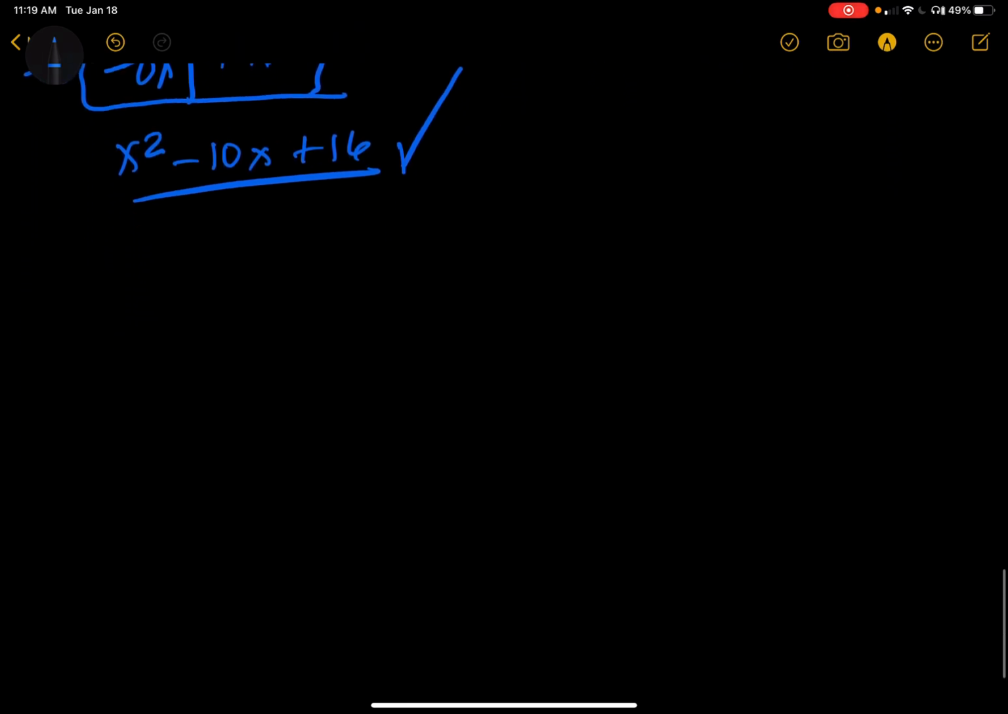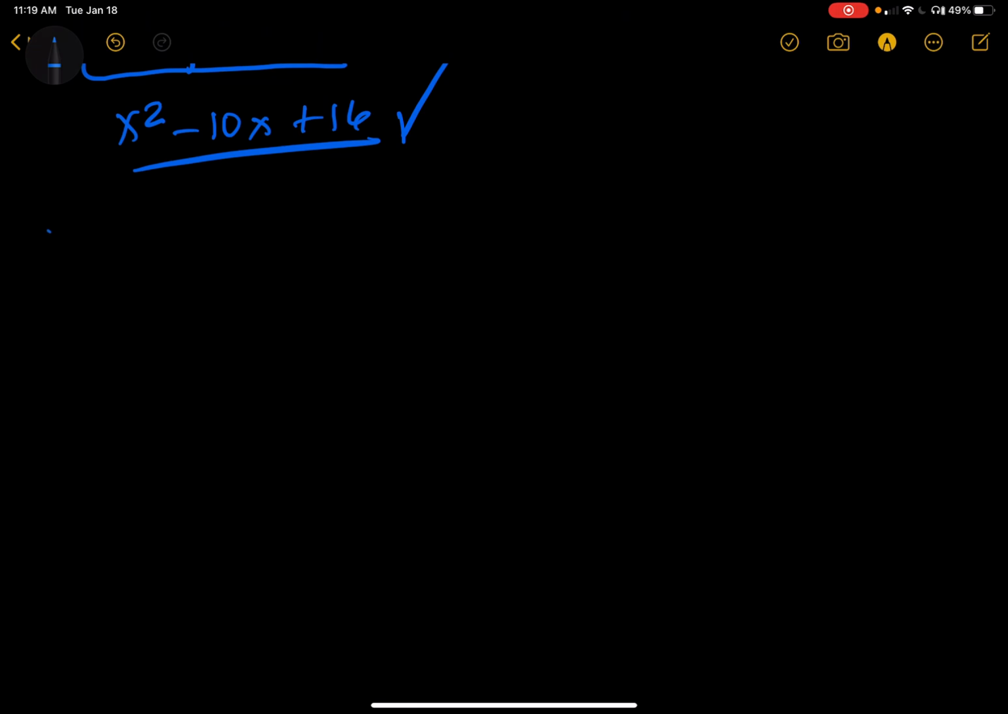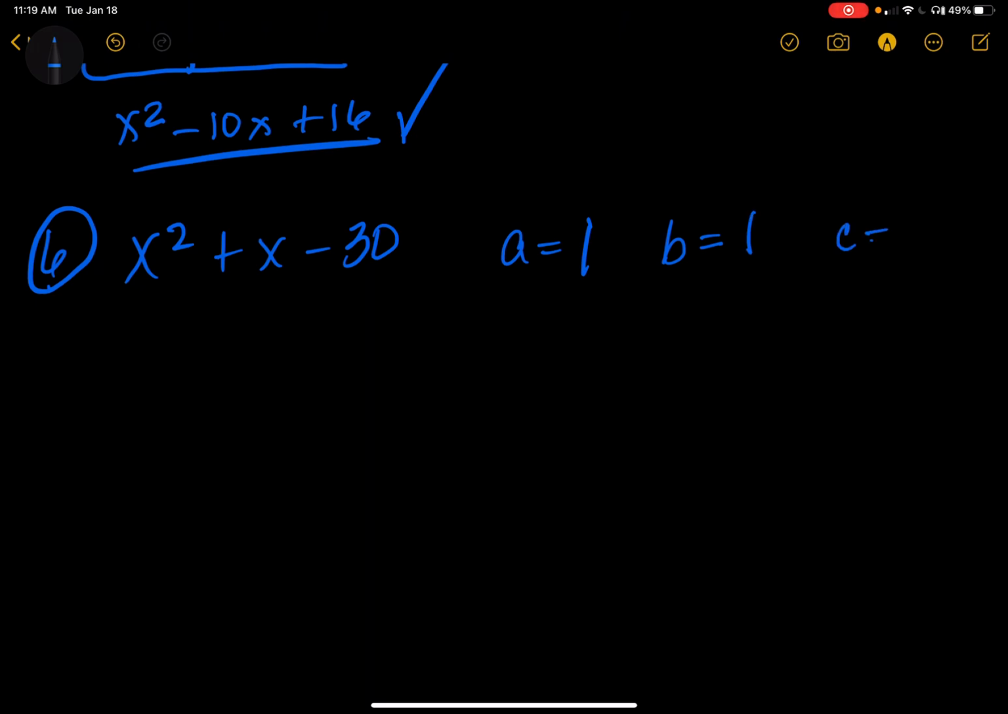The last example I have for you today is number 6, and it's x squared plus x minus 30. Following our steps, A is equal to an understood 1, B is equal to an understood 1, and C is negative 30. Draw our factor cross. What are the factors of A times C, which is 1 times a negative 30, that will add to be B, which is 1? So we have negative 30.